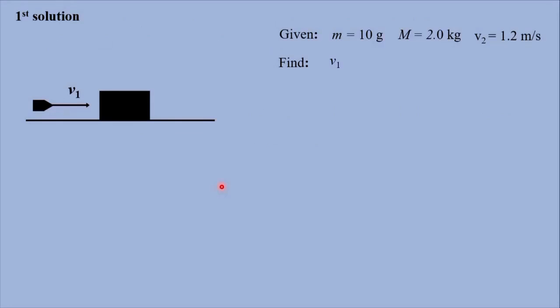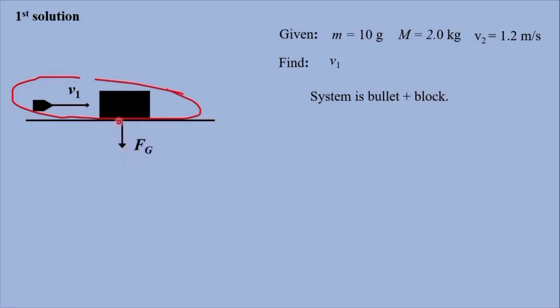One of my students suggested the following solution. First, he considered bullet and block as a system, and there are two external forces on this system. First is force of gravity on the block, then normal force on the block, and we neglect gravitational force on the bullet. Because there is no vertical motion here, these two forces should cancel each other, so the magnitudes are equal and net force on the system is 0.